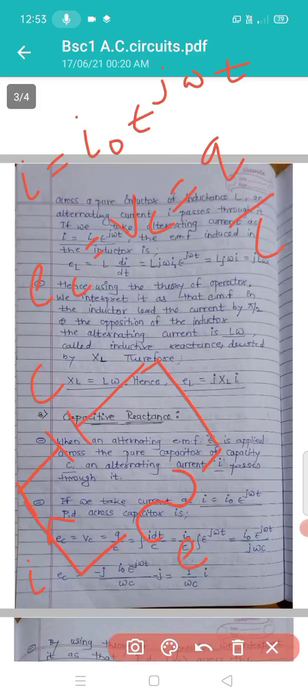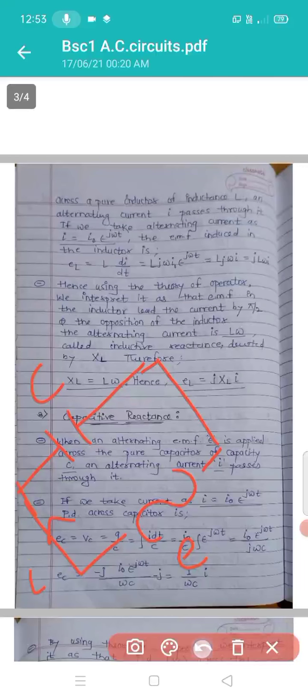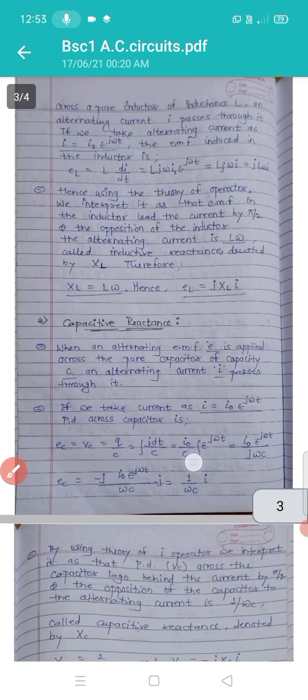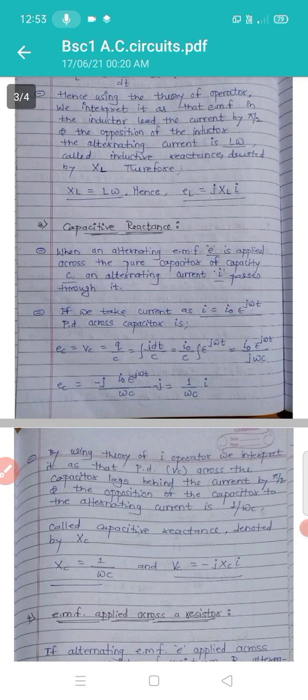Further solving it, we get, here we already derived it. Capacitive reactance: when an alternating EMF is applied across a pure capacitor of capacity C, and the alternating current is I is equal to I naught epsilon raised to j omega t, then the potential difference is given as EC is equal to VC is equal to Q by C, that is equal to integration of I into dt upon C.